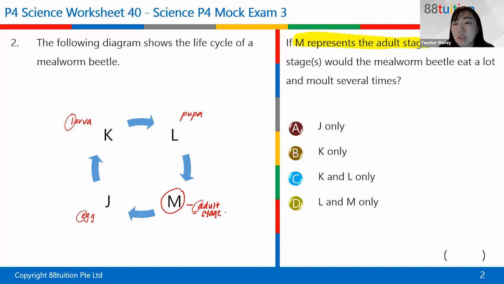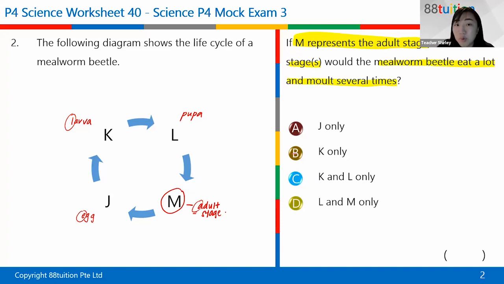Because some students get mixed up, they're not sure whether pupa comes first or larva comes first. So you think about the alphabetical order. A, B, C, D, E, F, G, right? So after E is larva, after larva is pupa. So once you've identified all these different stages, now let's take a look at what the question wants us to answer. It says, at which stage would the mealworm beetle eat a lot and molt several times?